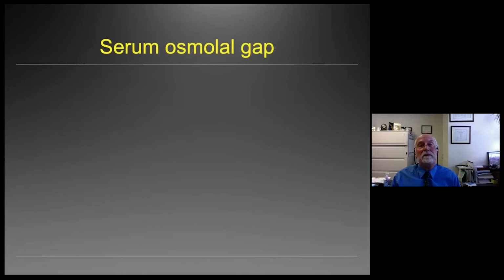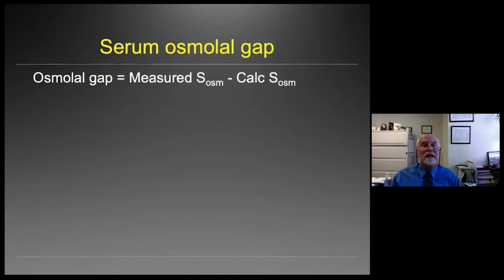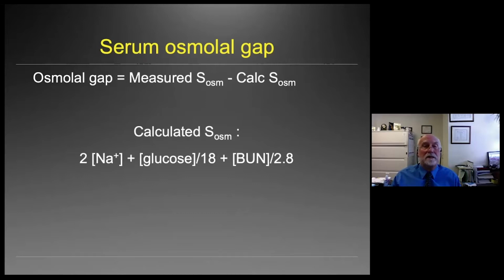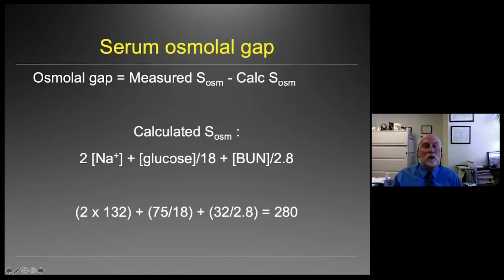Another clue to this case that everyone needs to remember for the boards and for emergency room and occasionally even in primary care is to calculate the osmolar gap. The calculated serum osmolality is 2 times the sodium plus the glucose over 18 and the BUN over 2.8. These just convert milligrams per deciliter to millimoles. And a normal osmolality is about 280.